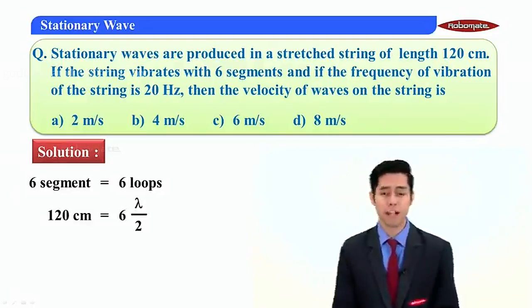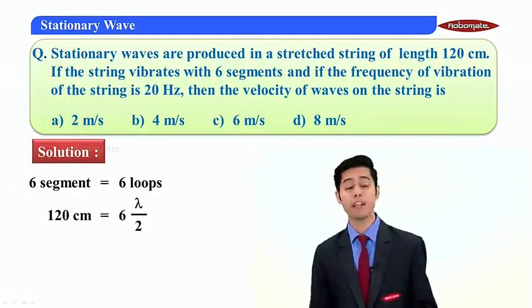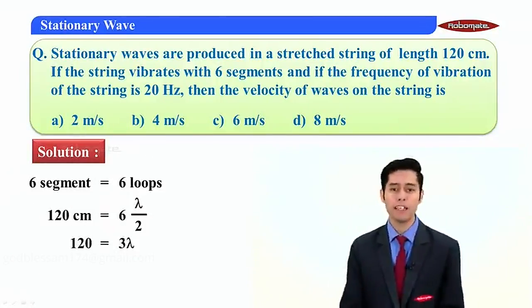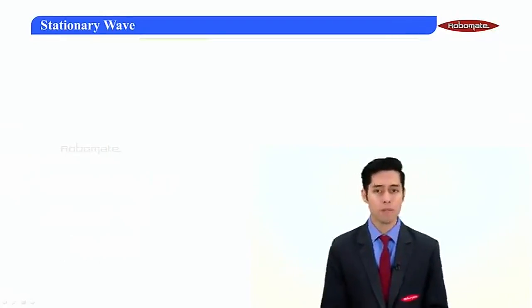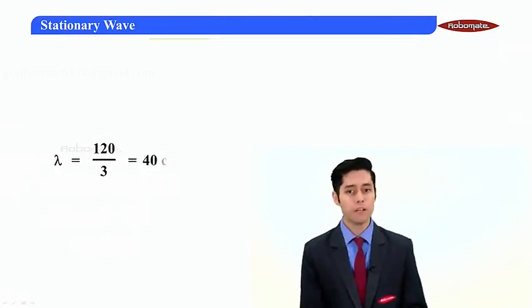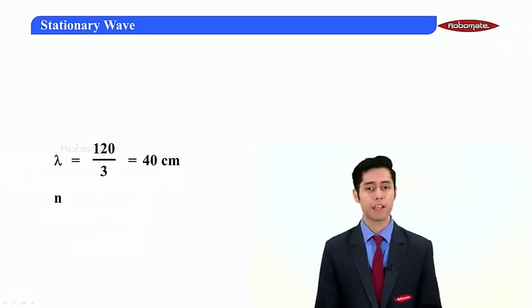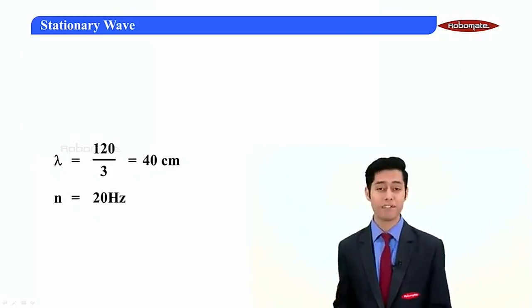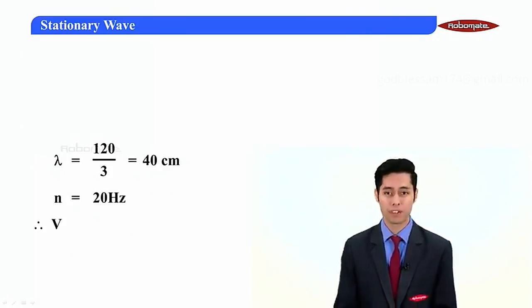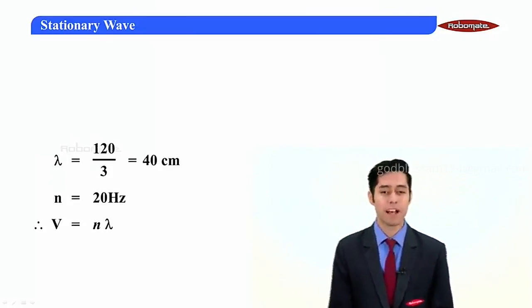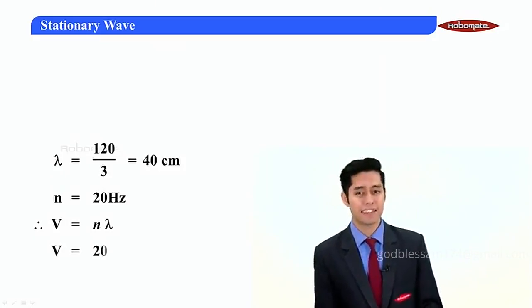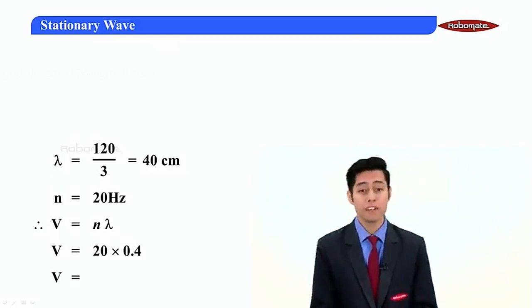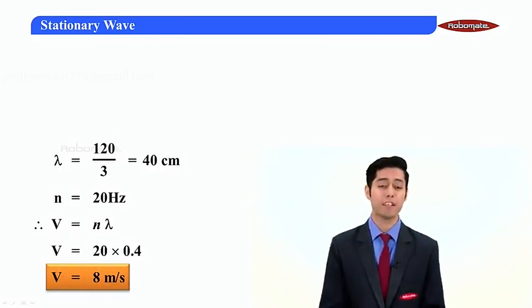That means 6 multiplied by lambda by 2, because the length of one loop is lambda by 2. After solving this, 120 comes out to be 3 lambda. So lambda will be equal to 120 by 3, that is 40 centimeter. Now I know that frequency was given as 20 Hz. Now I have wavelength, I have frequency. I need to determine the wave velocity. V is equal to n lambda, as we all know. So n, that is 20 Hz, into 0.4, because it is 40 centimeter. After solving this, I get the answer as 8 meters per second.